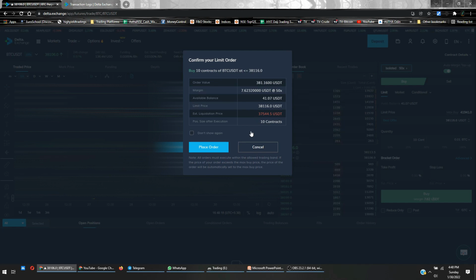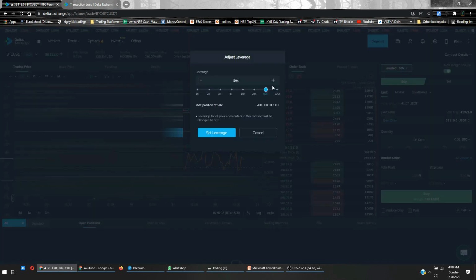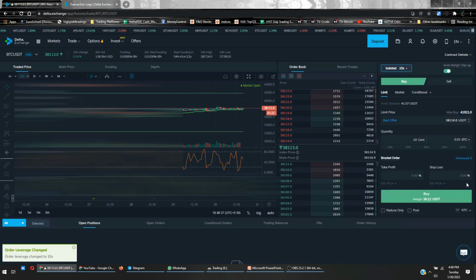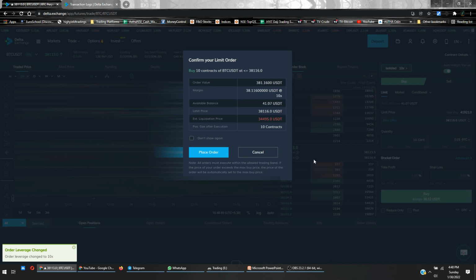Another point that I want to show here is that the leverage you have taken here is 50x, right? So the liquidation price is coming around 37,500. Now let me cancel this and let's reduce the leverage to 10x, and then we will see what the liquidation price is. The liquidation price changes, it has become 34,495. That is the exact thing that I mentioned just some time before, right?